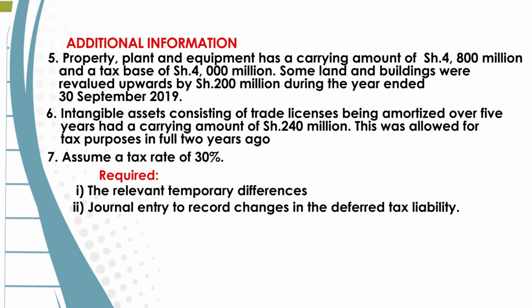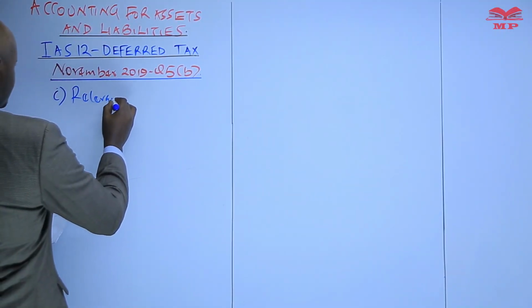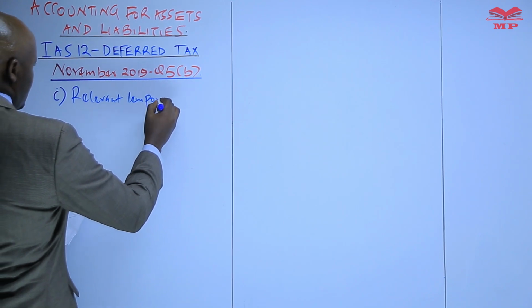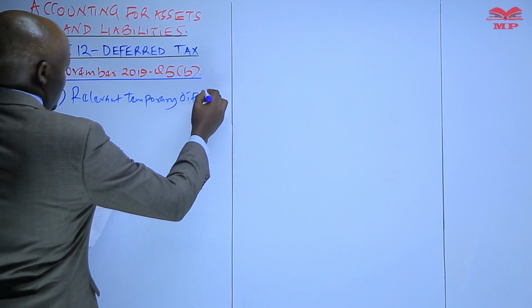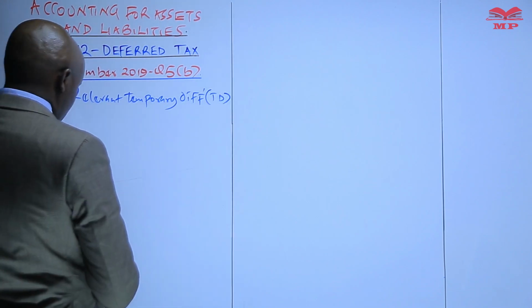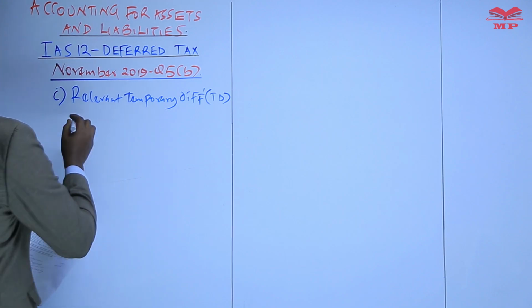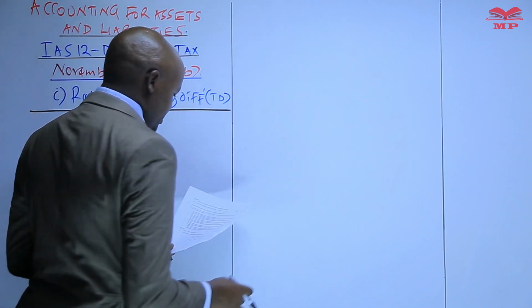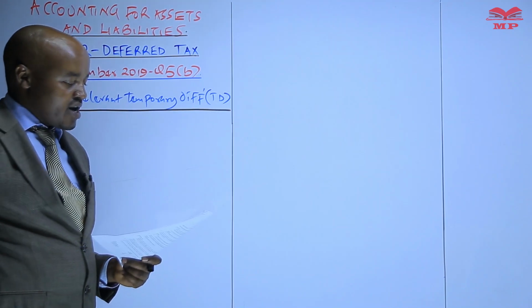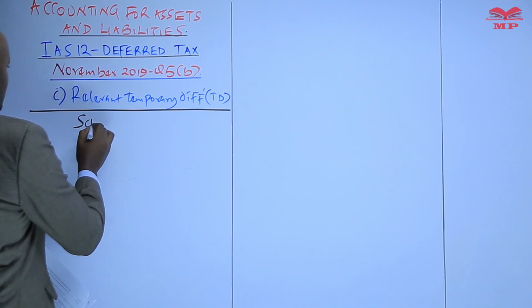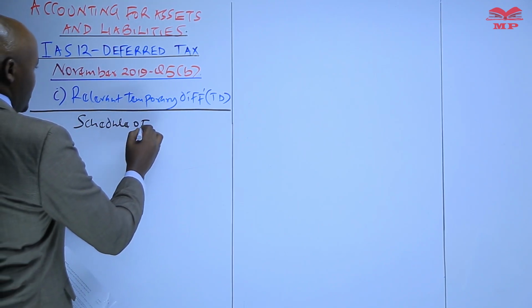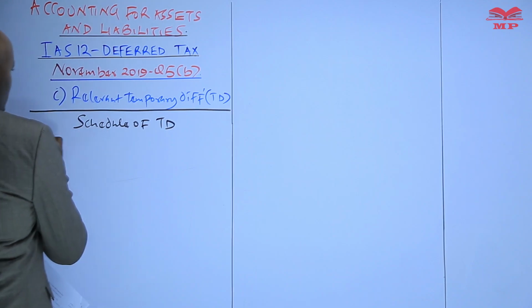So we start with Roman 1, whereby the examiner was requiring the candidates to compute the relevant temporary differences, which are abbreviated as TD. And basically to compute these relevant temporary differences for the various items of assets and liabilities given from note 1 up to note number 6, we automatically have to prepare what is known as the schedule of temporary differences.